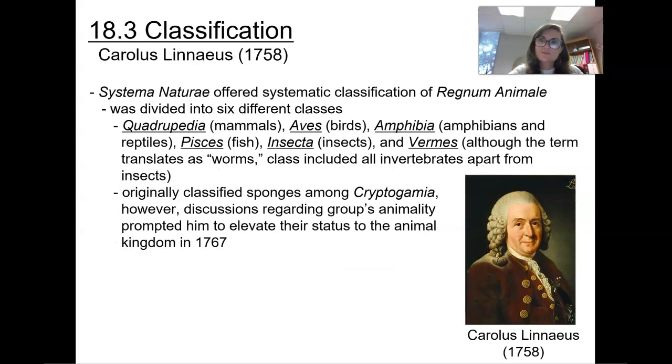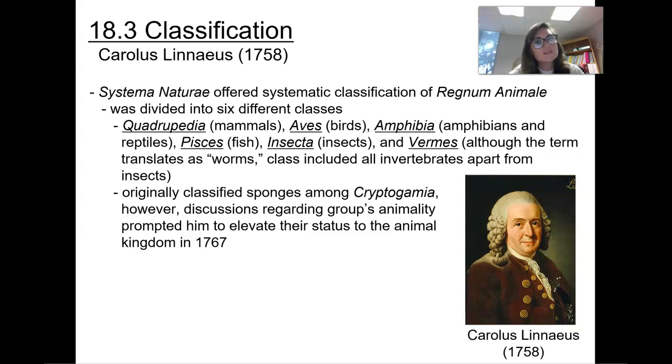Now going back to Linnaeus, because we always go back to Linnaeus. Remember, he created the Systema Naturae, which is going to offer systemic classifications of animals. It's going to be divided into 6 different classes. We're going to have what's called the Quadrupeda. These are going to be animals or mammals. We have the Aves, which are the birds, the Amphibia, which are going to consist of your amphibians and reptiles, the Pisces, which are fish, Insecta, which are insects, and the Vermes.